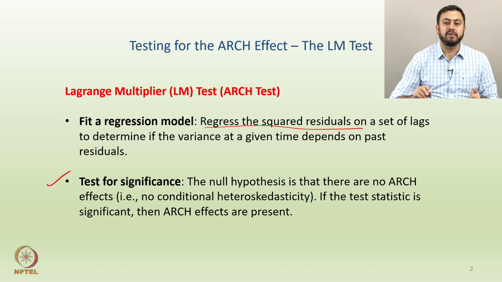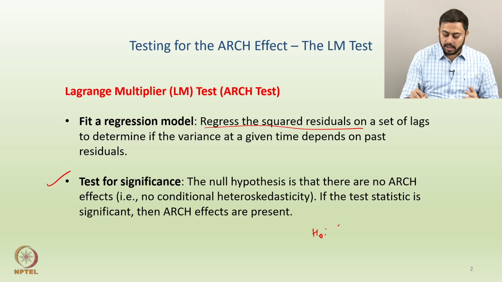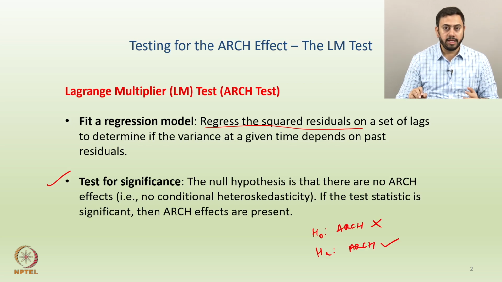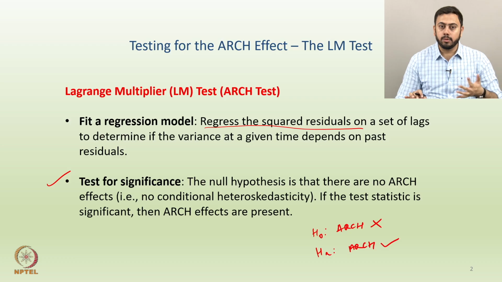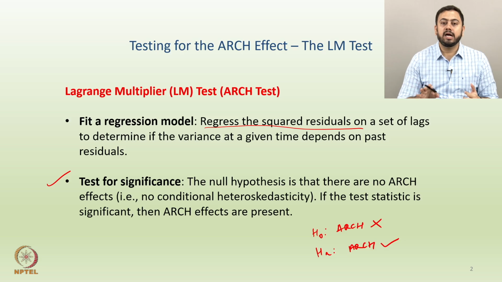And lastly, test for significance. The null hypothesis is that there are no ARCH effects. To summarize, H naught says the ARCH effect is not there, whereas the alternative hypothesis says the ARCH effect is there. The null hypothesis is that there are no ARCH effects, that is, no conditional heteroscedasticity exists. If the test statistic is significant and you are able to reject the null hypothesis, then we can safely conclude that there exist ARCH effects in the underlying residuals.